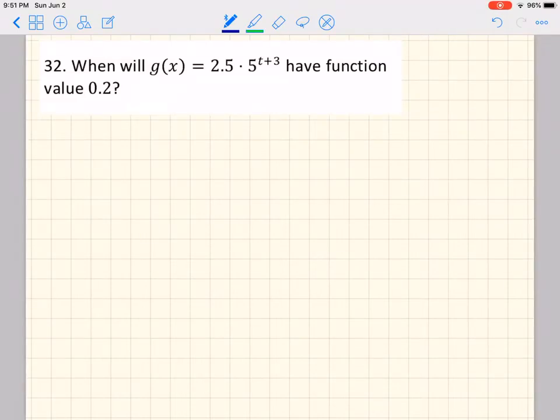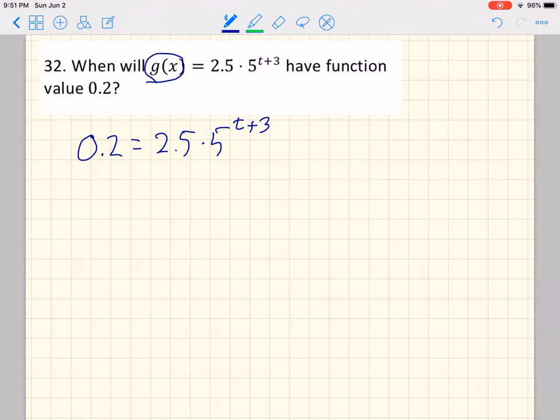All right, so we're being asked when will this function have a function value of 0.2. So in order to do that, we just need to set g of x equal to 0.2. So my equation is 0.2 is equal to 2.5 times 5 to the t plus 3.